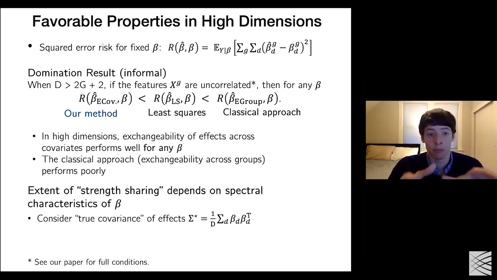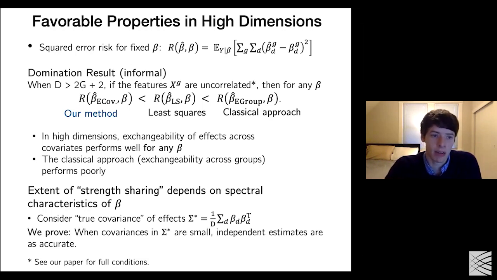So to get a more precise handle on this, if we look at the true covariance matrix of the effects, which I'll write as sigma star, so averaging across all the covariates and looking at this G by G matrix, we see that when the off-diagonal entries of this matrix in the beta are small, independent estimates are going to be just as accurate. And we also show that in the case where they're large, through looking at essentially the eigenvalues of this matrix and comparing it to diagonal entries, this gap can be large.